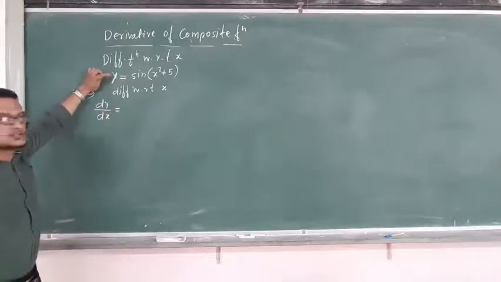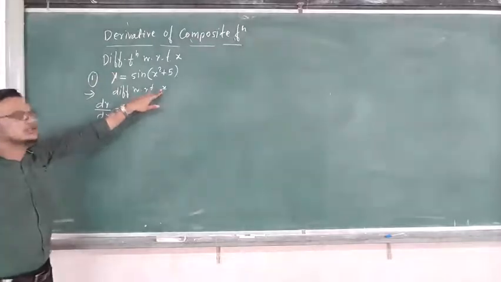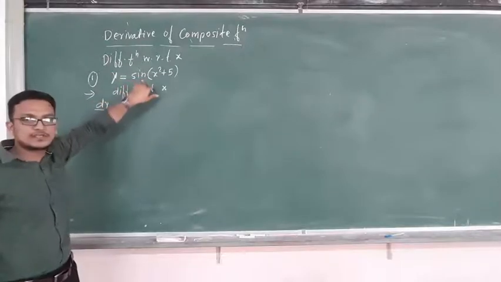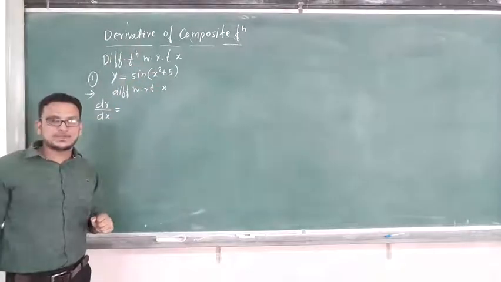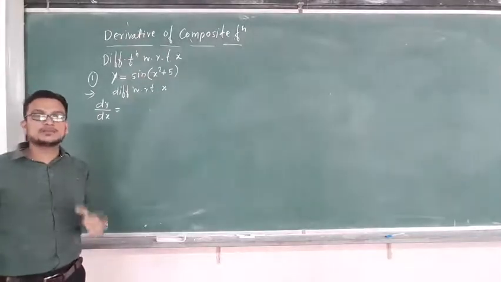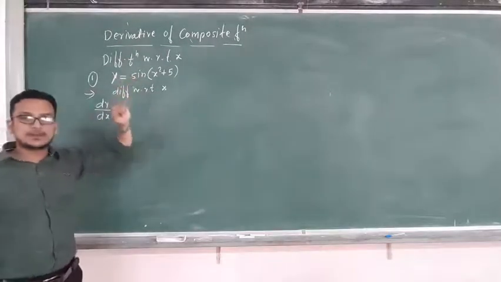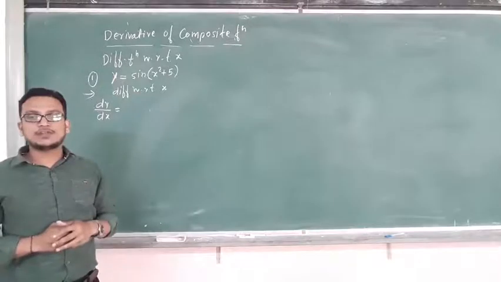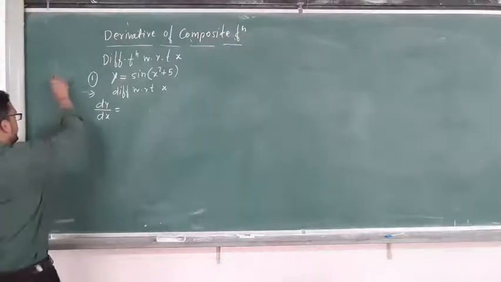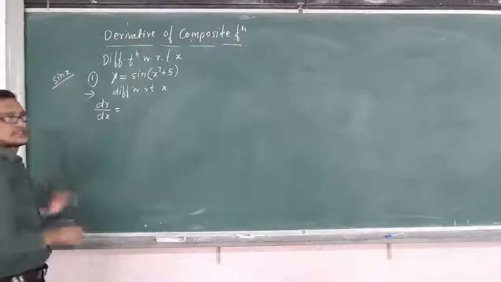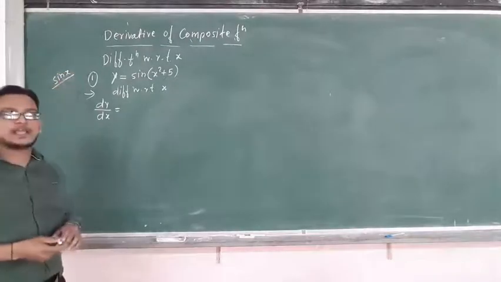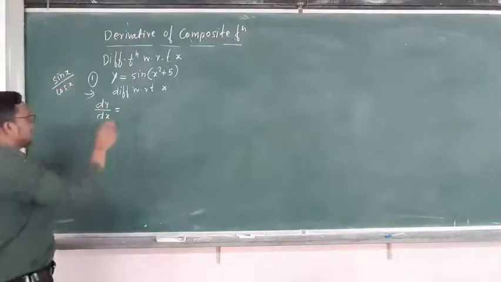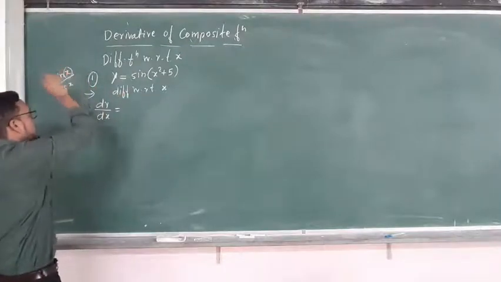Y is a function here. So the derivative of y with respect to x is dy by dx. Next, how is the function given? Sine of x square plus 5. While reading, the first function that comes is sine. So first we have to take the derivative of sine. You know, the derivative of sine x is cos x.